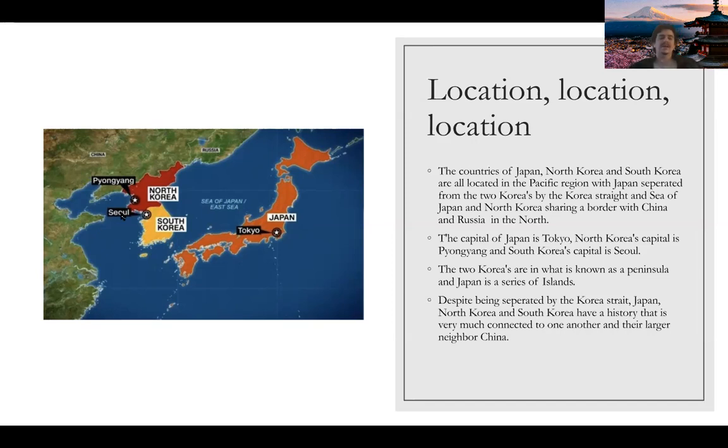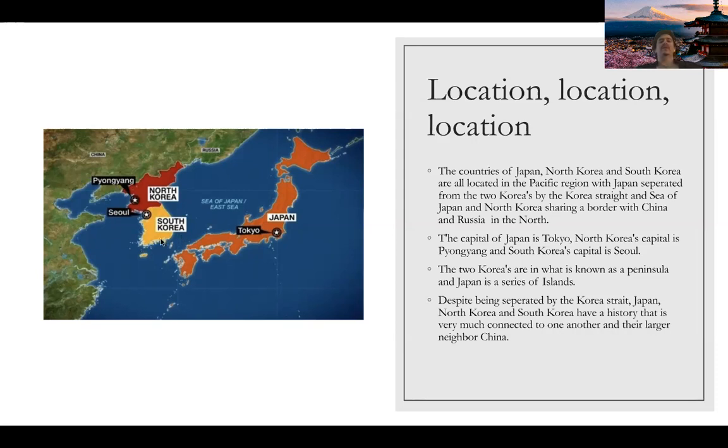So I say the Korean Peninsula, and I'm going to give you guys a quick definition of what a peninsula is. A peninsula is a piece of land that is surrounded by water on three sides. So there's water here, here, and then over here.